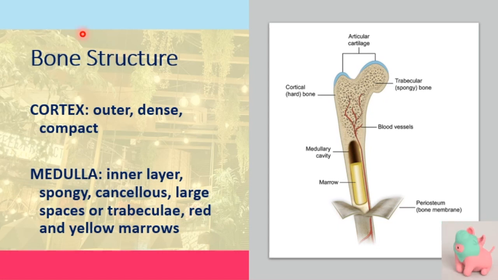This cancellous tissue would contain the large spaces or trabeculae. And these large spaces or trabeculae are the ones which are filled with your red and yellow marrow. So again, that would be your inner layer, the medulla, which would be spongy, cancellous. The purpose of that spongy appearance is for the spaces or trabeculae to be filled by your red and yellow marrow. So red marrow, if you can recall, your red bone marrow is the one that produces the red blood cells in our body.